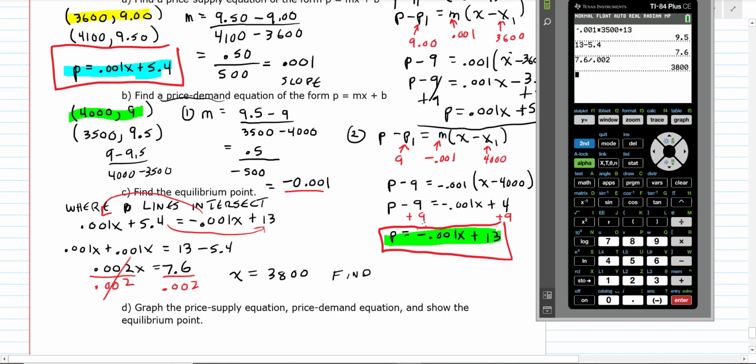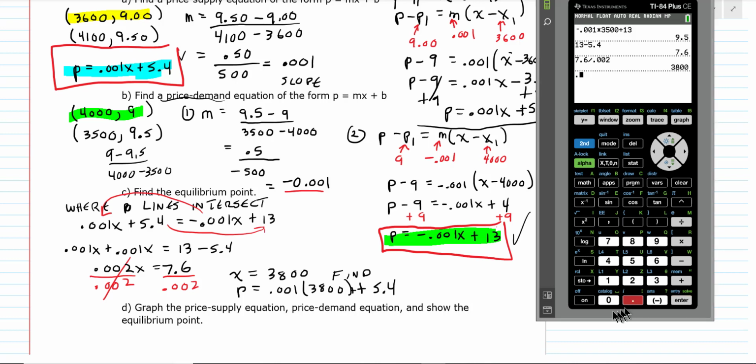If I find the price, it doesn't matter which of these two equations we use. So I'm just going to take this equation I highlighted in blue. So I'll have P equals 0.001 times 3,800 plus 5.4. I'm just plugging in that 3,800.